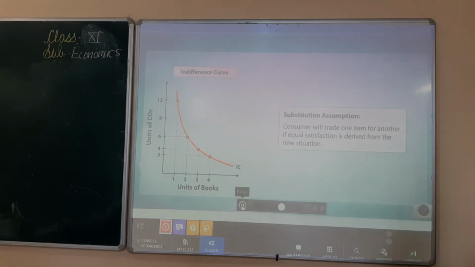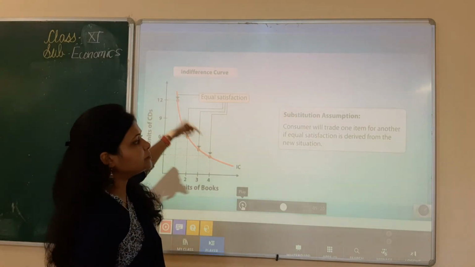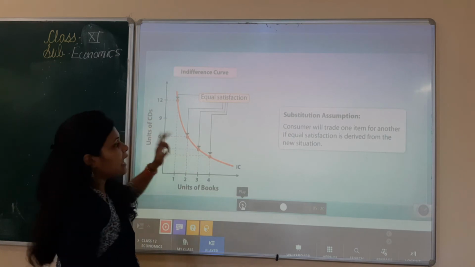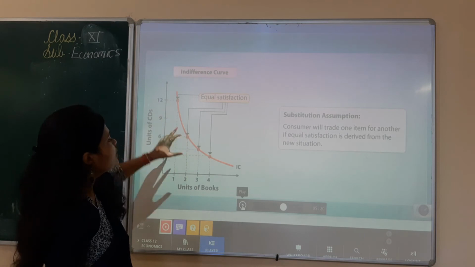This reflects the fundamental assumption that a rational consumer is willing to trade one item for another, so long as equal satisfaction is derived from the new situation. Yes, so now it is saying about the substitution assumption in this theory of indifference curve, that a consumer will trade one item for another if equal satisfaction is derived from the new situation. That means if I am going from this point to this point, I am trading one item for another, and if it is giving me equal satisfaction in this situation also, then only I will choose it.